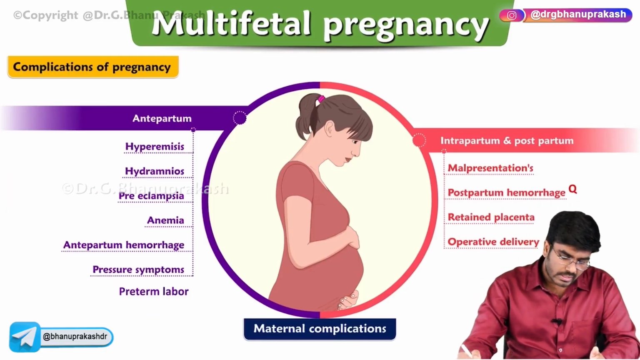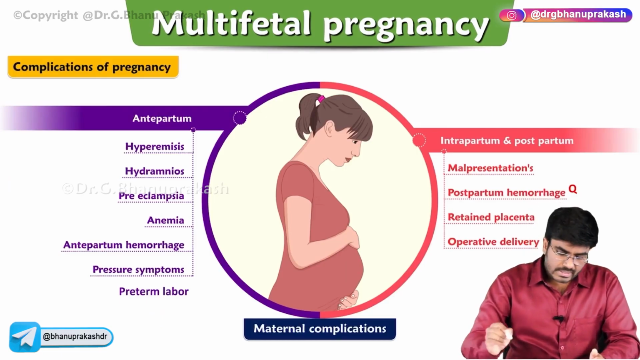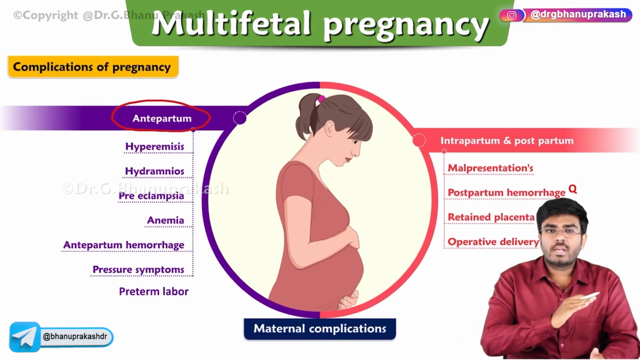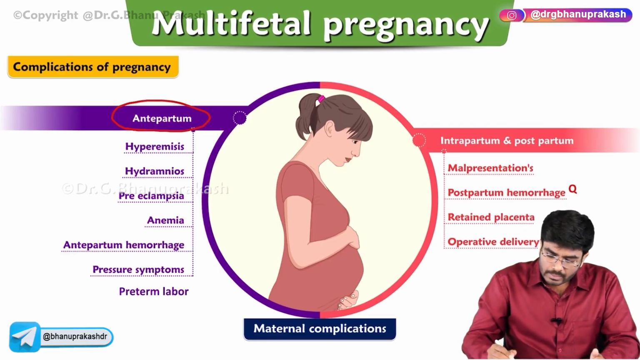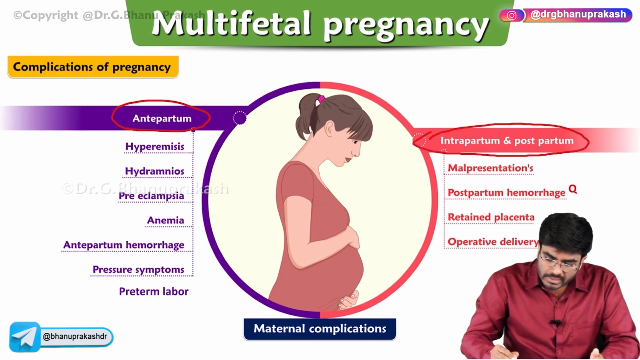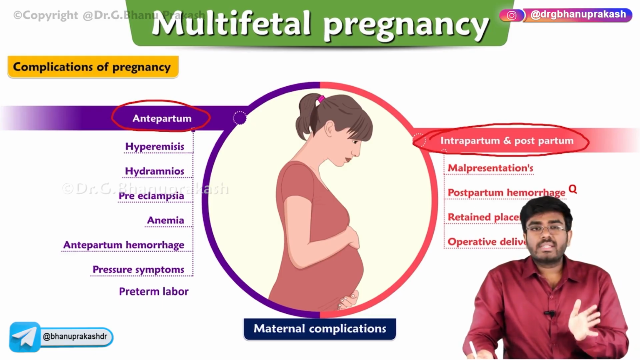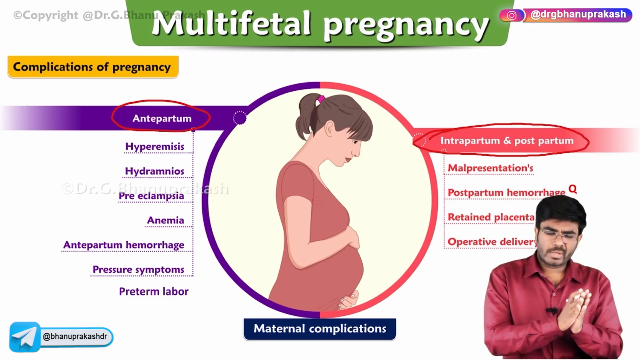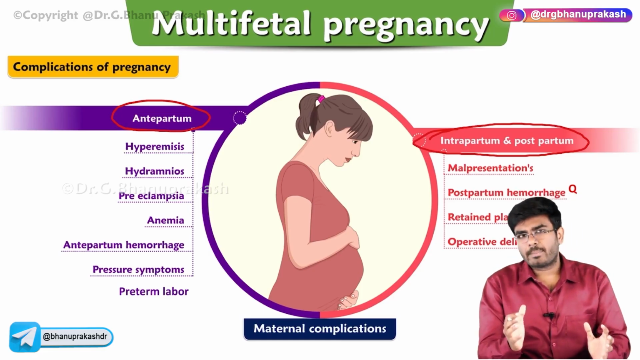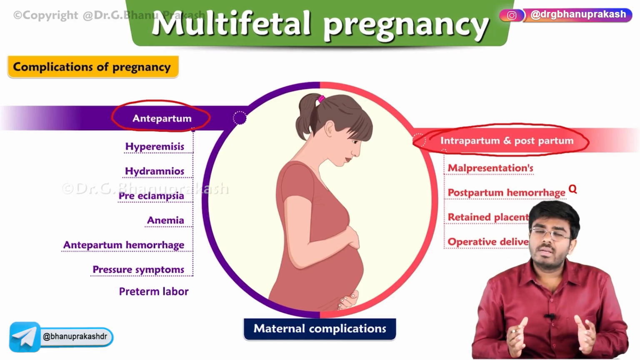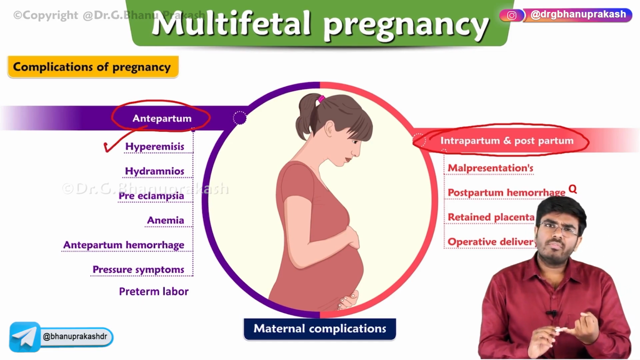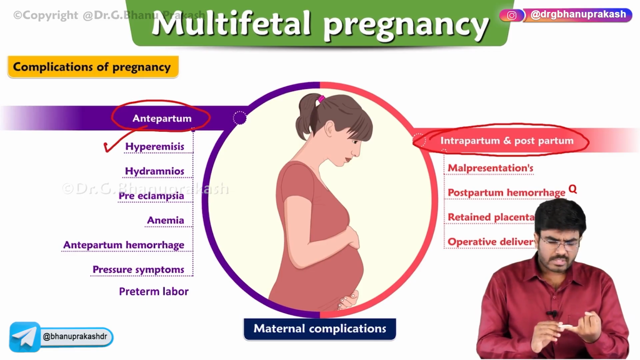Now let's discuss the maternal complications. I am dividing these maternal complications into antepartum maternal complications because of twins, and intrapartum and postpartum maternal complications. Now let's discuss the antepartum complications first. Antepartum means before delivery. Before delivery, what kind of problems can happen in a mother because of twins? There can be hyperemesis gravidarum, as we have seen, because of so much beta HCG.